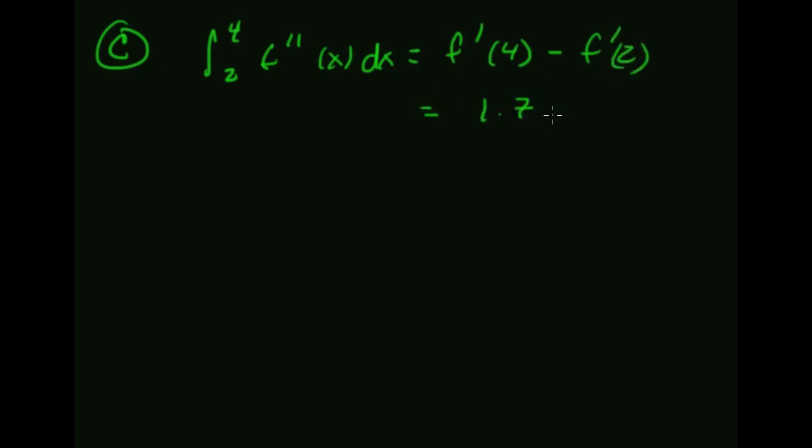This one's 1.7. That one's 2. You're at negative 0.3, and you are done with the problem. That's all there is to it. If you recognize it as a fundamental theorem of calculus problem, it's literally just plug in values. All right, let's look at part D.